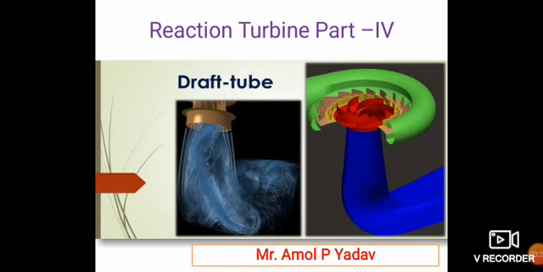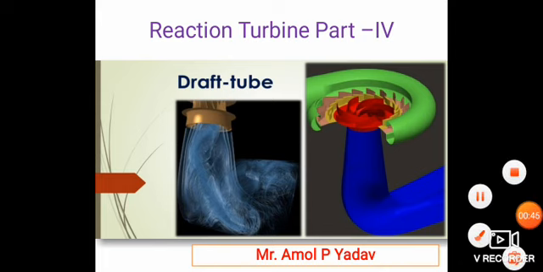The draft tube is a very important component in a reaction turbine, because the draft tube is used only in a reaction turbine. In an impulse turbine, we do not use any draft tube. So why do we use a draft tube in a reaction turbine? Today we will discuss this in detail.